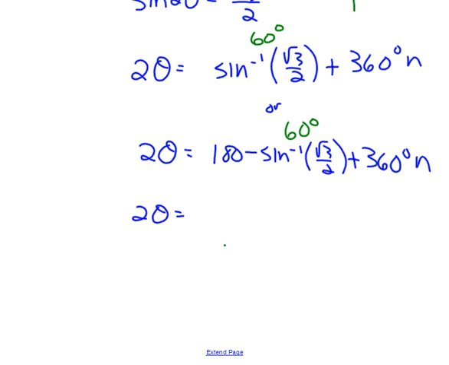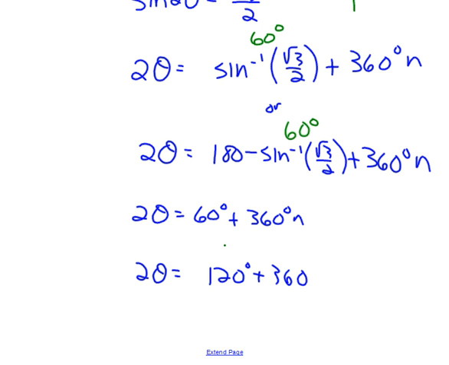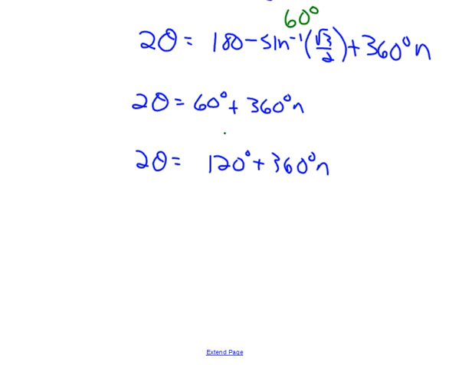So 2 theta is 60 plus 360n, or 2 theta is 120 plus 360n. That is not my general solution. I want to know what theta is, not 2 theta. So my last step here is to divide by 2. And when we divide, we have to divide everything by 2.